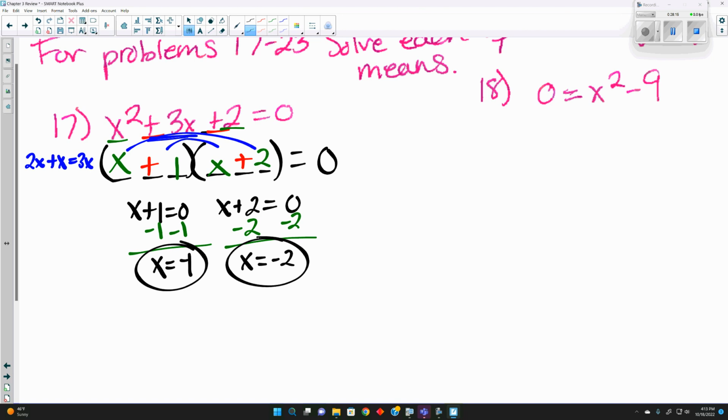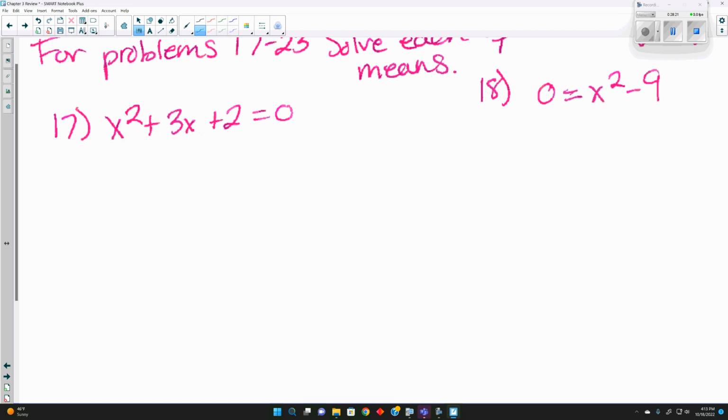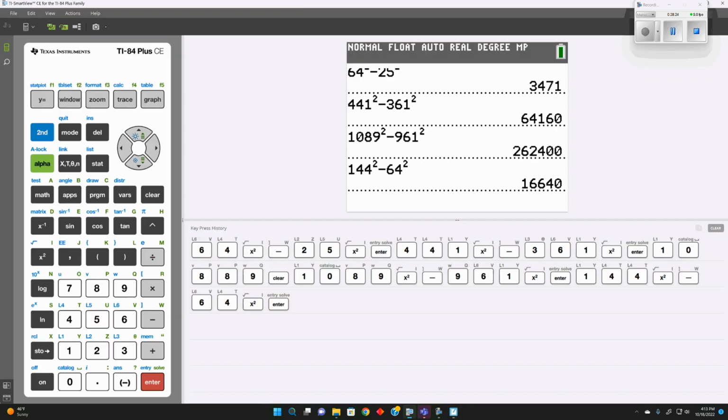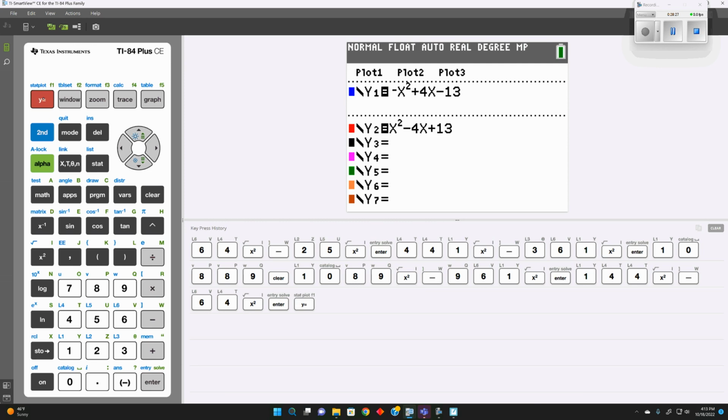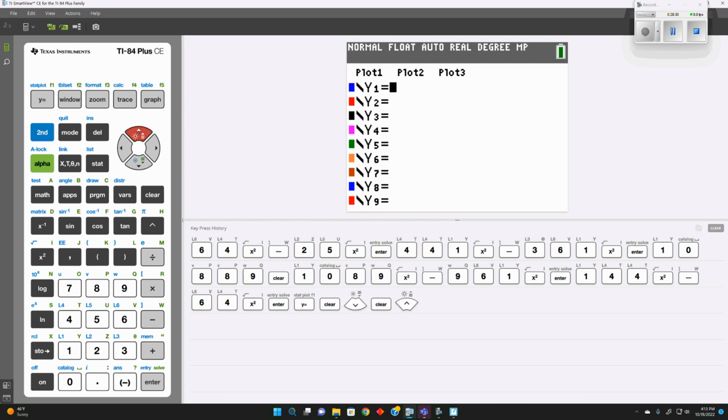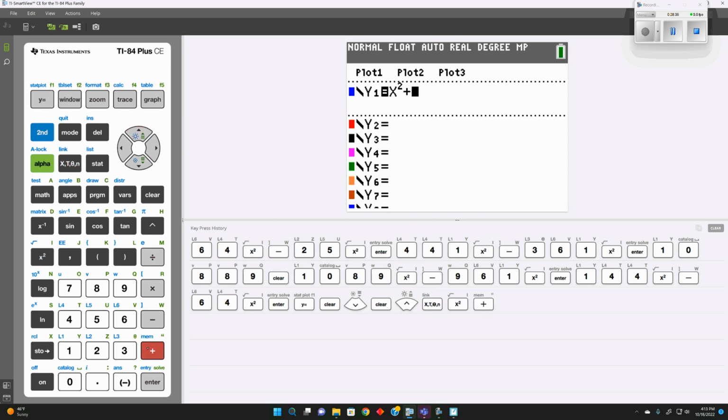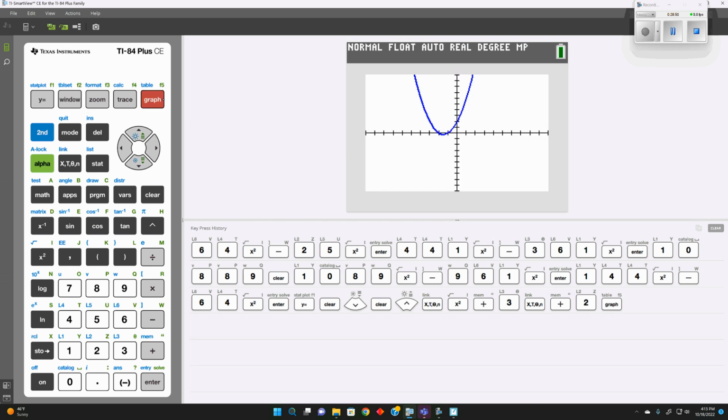Now again, we could have graphed this. And when we graphed it, we would type it into the graphing calculator. So I pull up the graphing calculator, we're going to hit y equals. Now I'm going to clear both of these out. But in the first one, we're going to type x squared plus 3x plus 2. And again, what I'm typing is showing up in the key history. But we have this here and we can hit graph. So this shows us the graph. And again, when we're graphing it, we're wanting to see where it crosses the x-axis. Where it crosses the x-axis is going to be our solutions.